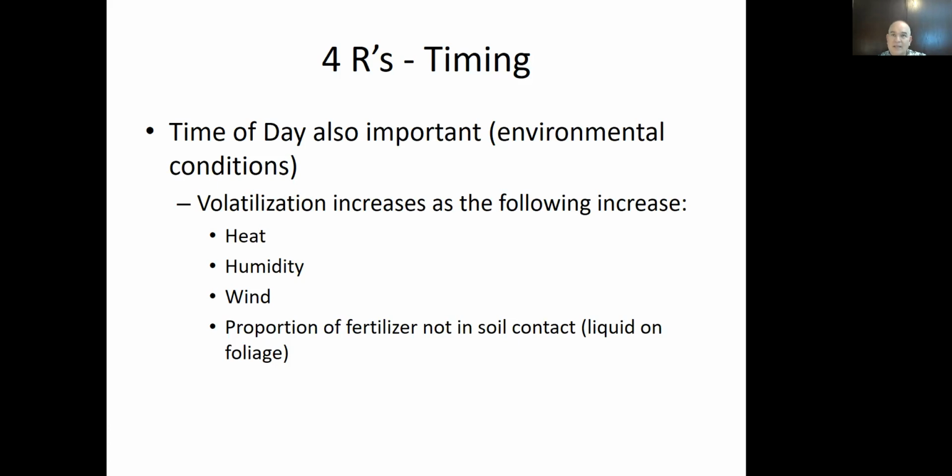Time of day is also important, especially with nitrogen. We get more losses if it's hot, humid, windy, and especially if I'm applying a liquid to the foliage, or if I've got a lot of thatch on grass, or in a garden where I'm applying fertilizer and there's a lot of residue from plants there. Those kinds of things all result in more nitrogen loss.